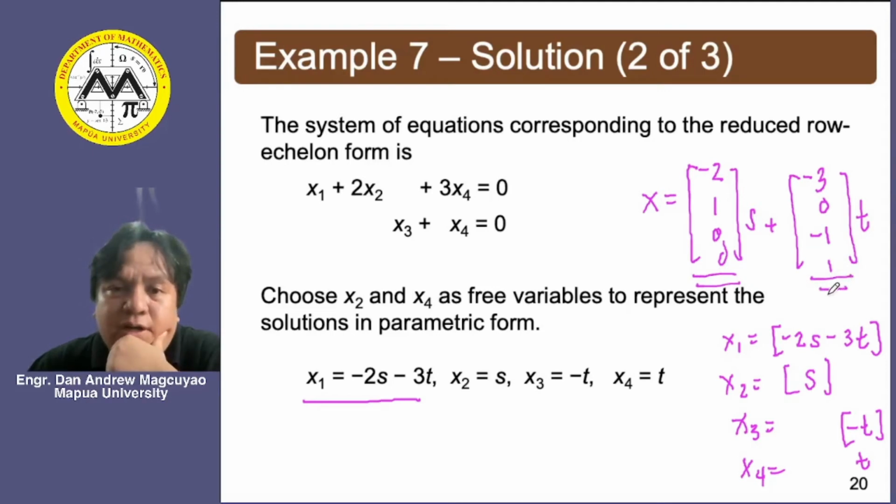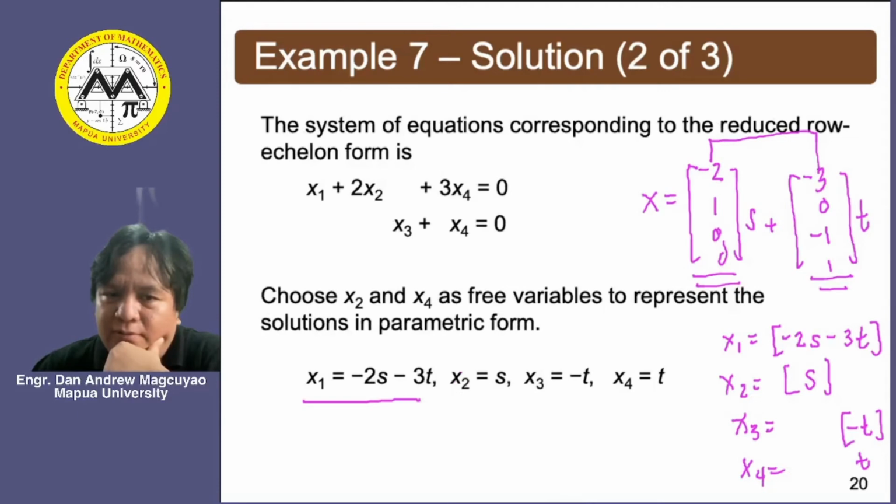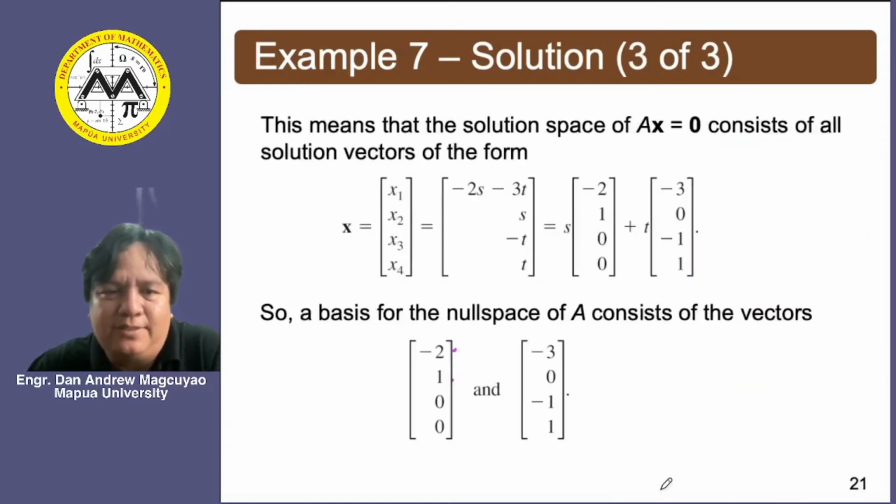So therefore, the nullity of this matrix is 2, with the null space composed of negative 2, 1, 0, 0 and negative 3, 0, negative 1, 1. Oh, it should be negative 2, 1, 0, 0. It's correct.